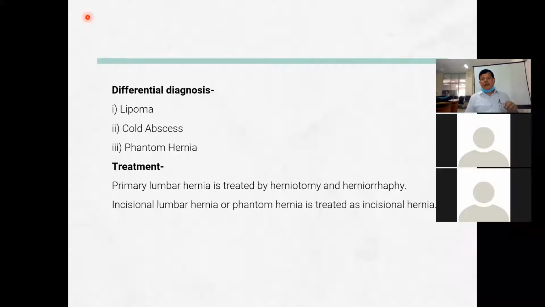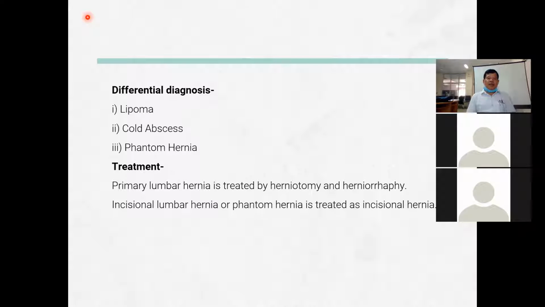And phantom hernia also comes under the heading of differential diagnosis, because as such it is not primary and not even incisional. It is mainly because of injury to the nerve, not on this side but away from this side, which may cause weakening of the muscles in the lumbar region.